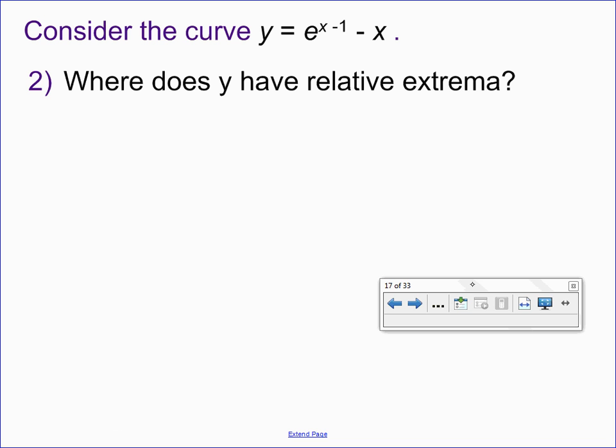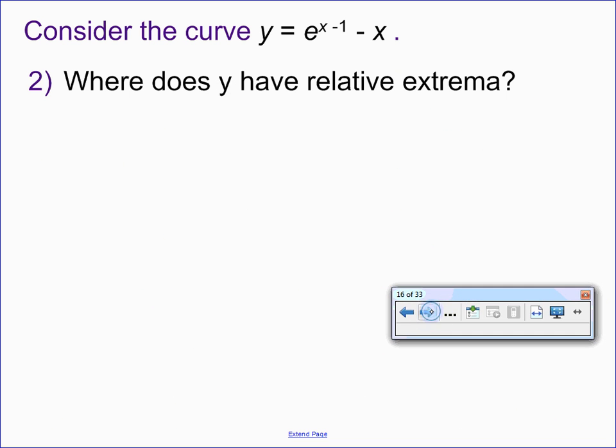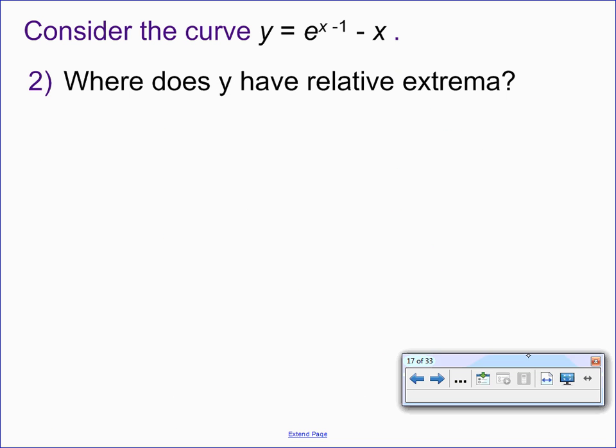Where does y have relative extrema? Well, y has relative extrema when y prime does what? Changes sign. Are there any x values for which y prime changes sign? Yes, y prime changes sign at x equals 1, so I must have a local extreme there. It looks like I have a local minimum there because we switched from decreasing to increasing on y, indicating a local minimum value, so long as y is defined there.